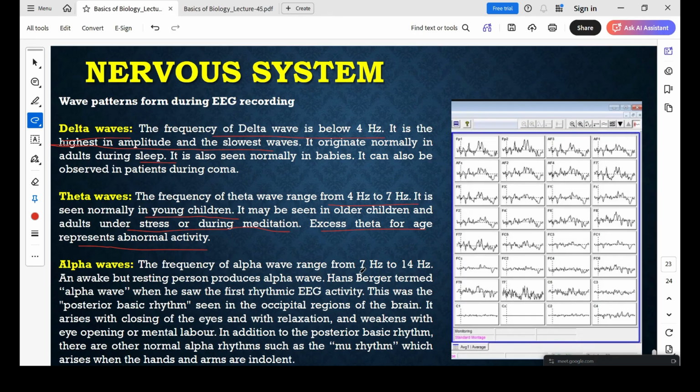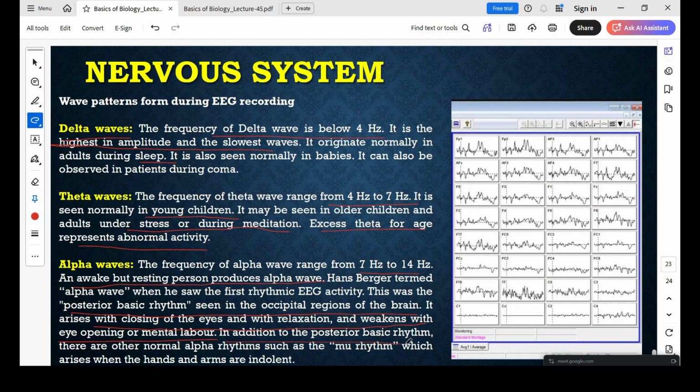Alpha waves range from 7 to 14 hertz. An awake but resting person produces an alpha wave, and this posterior basic rhythm is seen in the occipital regions of the brain, in the back of the brain essentially. It arises with the closing of eyes and with relaxation, and weakens with eye opening and mental labor. So the amplitude will drop according to what state the person is in.